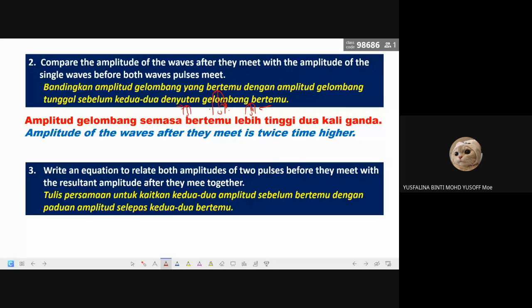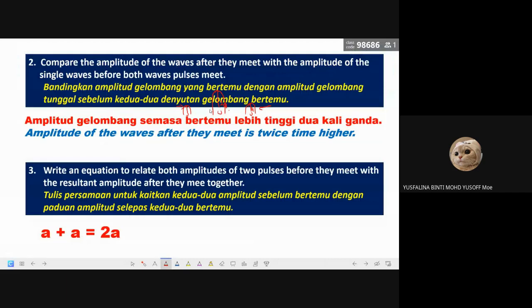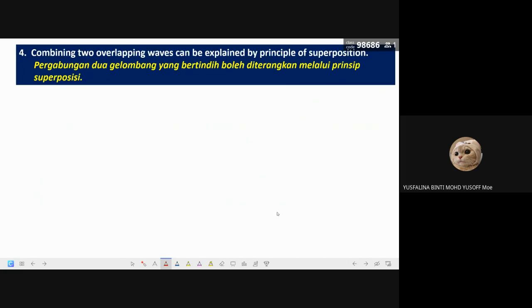Write an equation to relate both amplitudes of the two pulses before they met with the resultant amplitude after they met together. I already taught you A plus A is 2A. Or we can put negative A, let's say for trough. For trough you get negative 2A. If crest meets crest, you get 2A. If trough meets trough, it becomes negative 2A. This we call constructive interference.